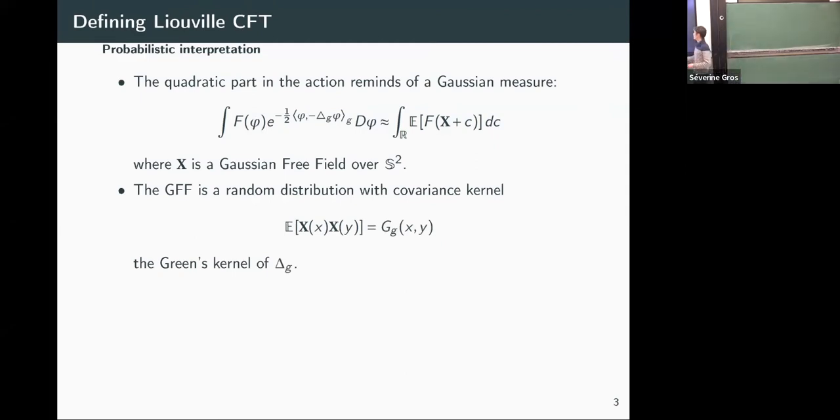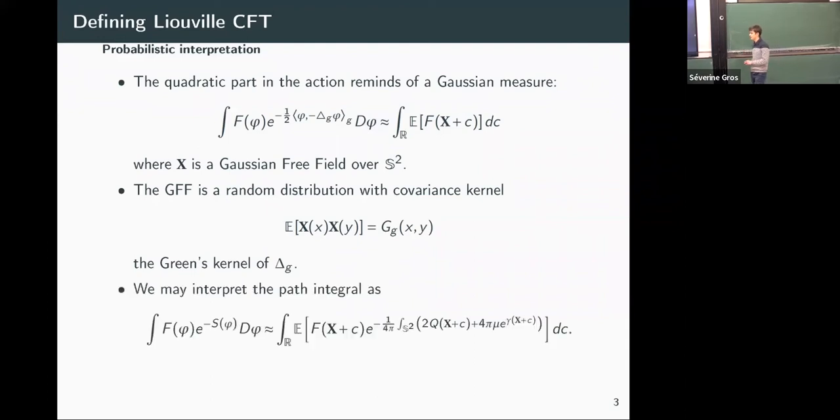And so you have this Gaussian free field, which is universal in probability, which naturally arises in this interpretation. You see that the Green kernel, which is the covariance kernel of the GFF, is nothing but the inverse of the Laplacian. So this is exactly the same thing as the Gaussian vector. This Gaussian free field is a random distribution, so it's not really a function. It's not well-defined pointwise because the Green kernel has a divergence on the diagonal. But you can think of it as a random distribution.